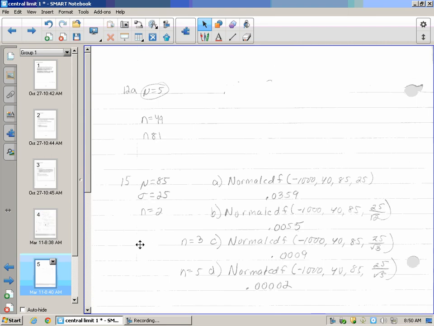Next, we're going to go into 12A. 12A asks what's the value of the mean of each of the two mean distributions. So they just want you to tell them that the mean is the same for the population and the sample.